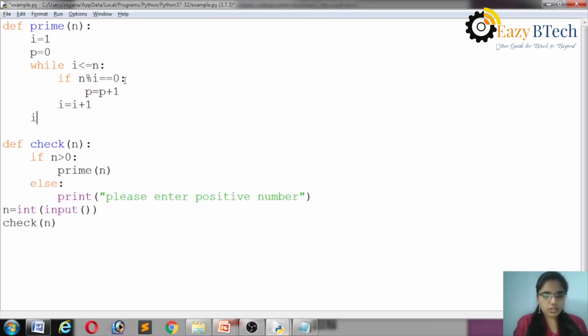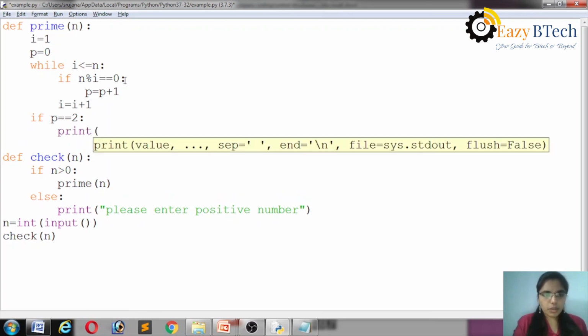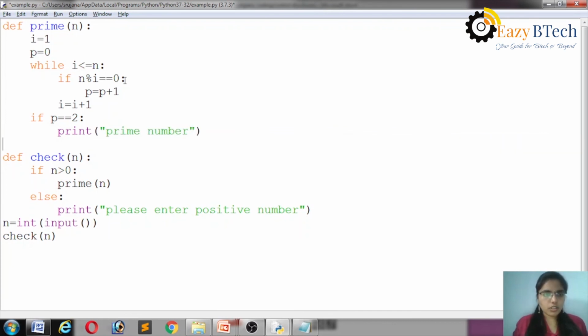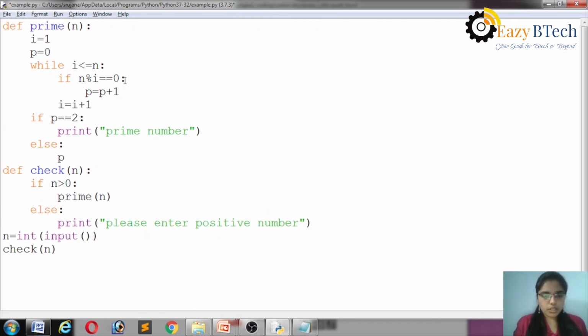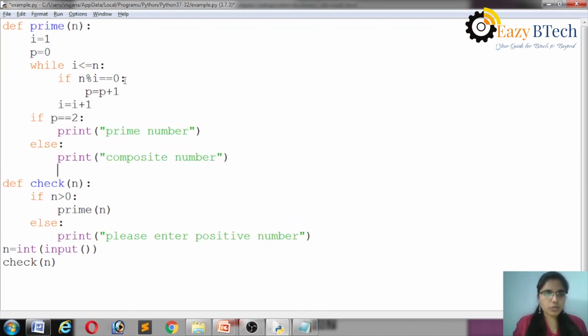if p is equal to 2, then print prime number. Otherwise, else print composite number. Let's execute this program.